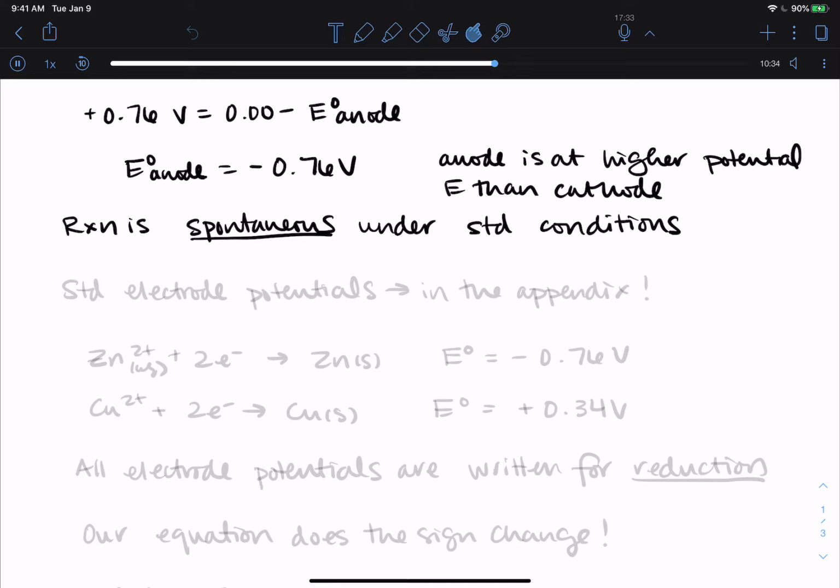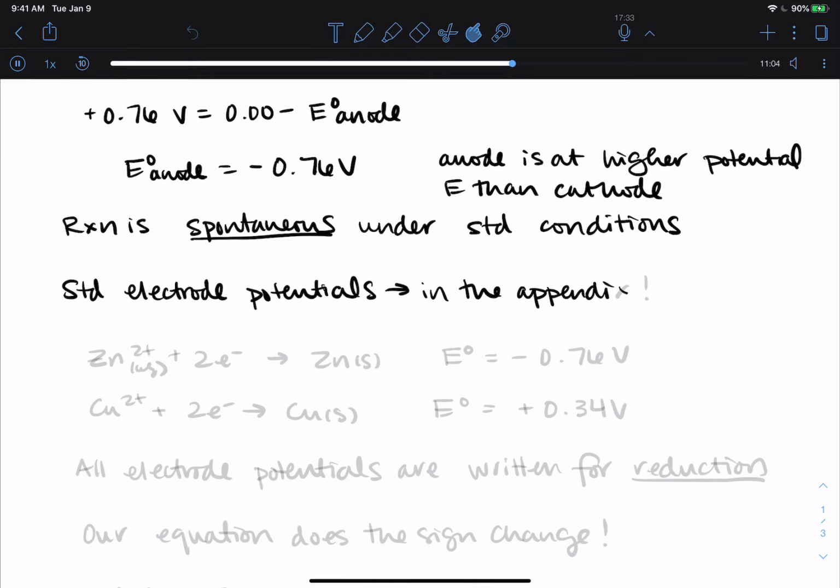Okay, so some extra good news is that obviously we don't have to set up all of these and measure them in order to use them. That has been done for you already. And standard electrode potentials can be found in the appendix. So that's the great news.